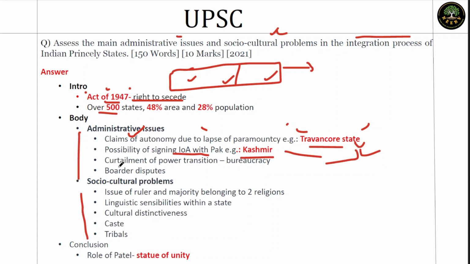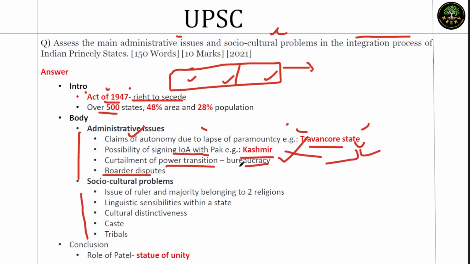Third is curtailment of power transition. See here, you have to see that the Indian civil services, or institutions for that matter, were created by the British. So transitioning this entire system, the steel frame, from a British ruled administration to an Indian ruled administration is an administrative issue. In the case of princely states, you have to position these systems in those states. So that is another issue.